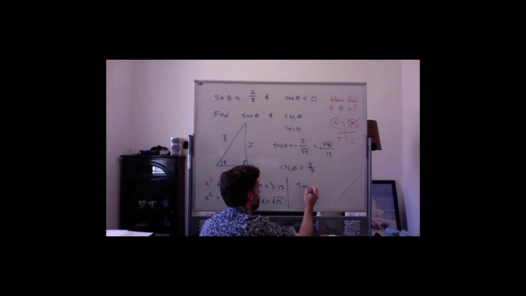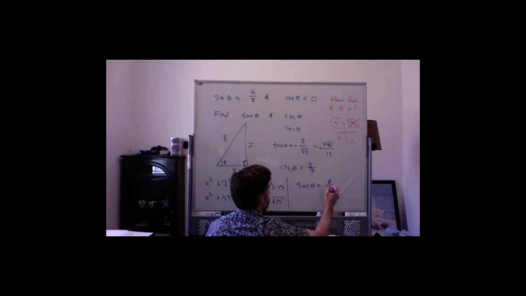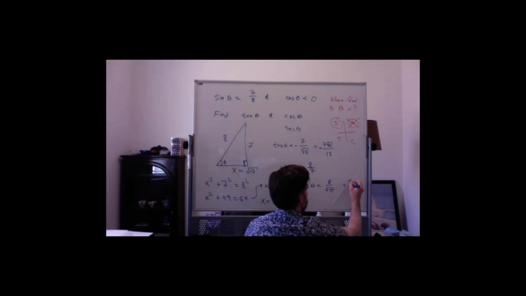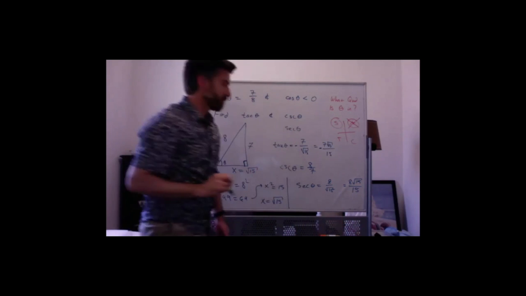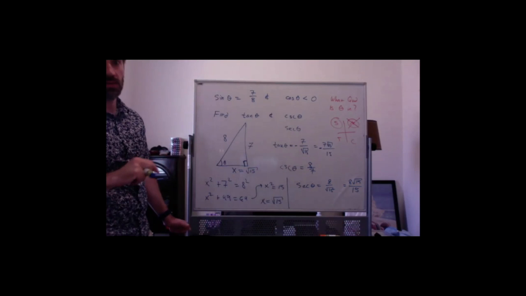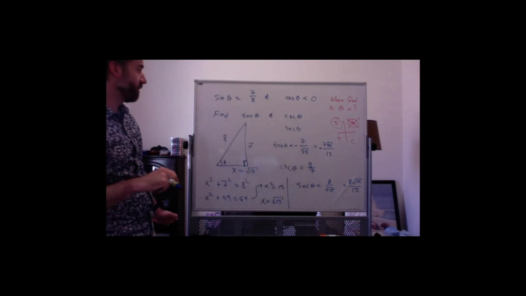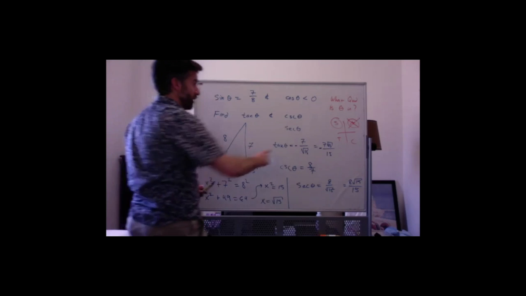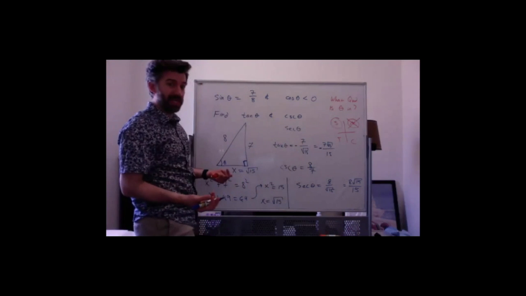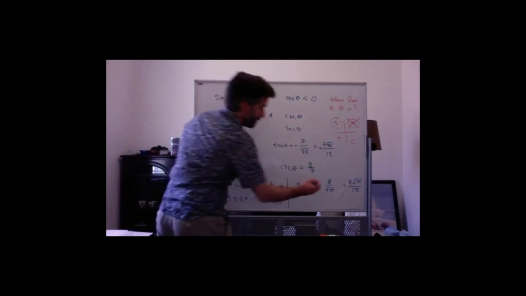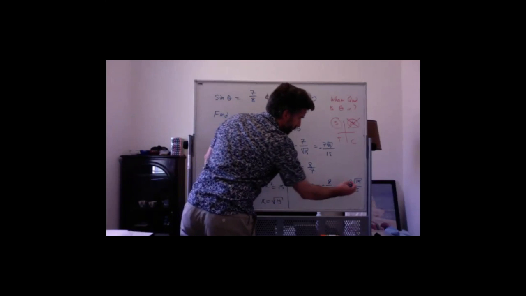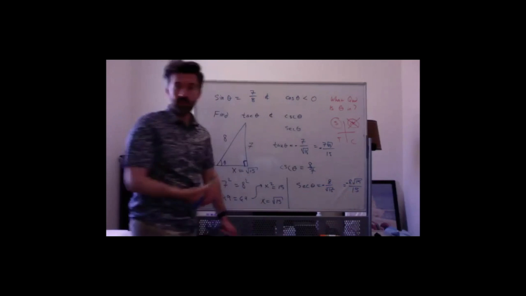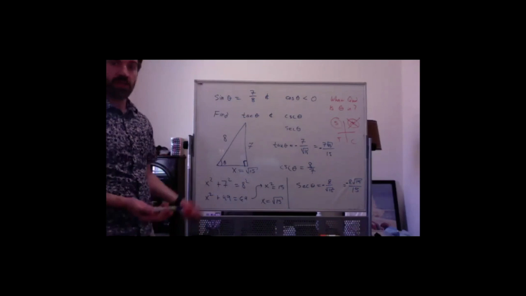So secant of theta is going to be 8 over root 15, which again rationalizes as 8 root 15 over 15. What else do I need to do? I need to fix the sign, or at least I need to think about the sign, right? I know again, quadrant 2, cosine is negative, so secant is also negative. So this should be negative 8 over root 15, or negative 8 root 15 over 15. So that's how we do a problem like that.